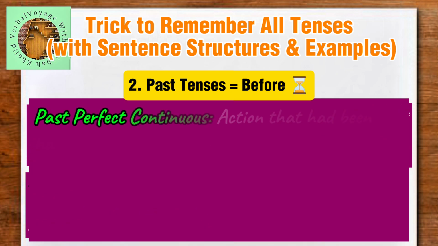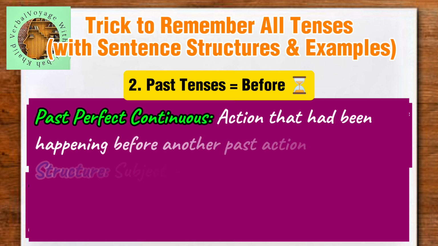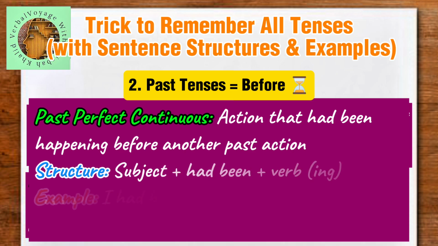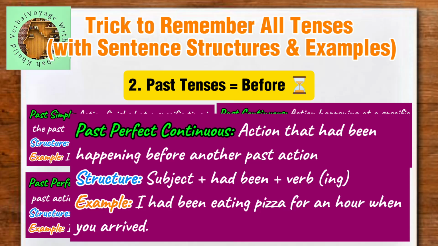Past perfect continuous, action that had been happening before another past action. Structure of past perfect continuous is subject plus had been plus verb ing. For example, I had been eating pizza for an hour when you arrived.